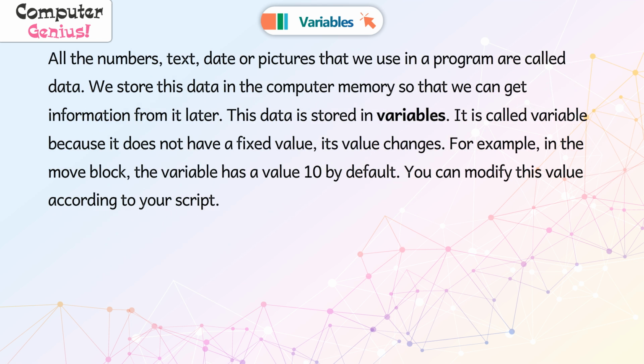All the numbers, text, date, or pictures that we use in a block are called data. We store this data in the computer memory so that we can get information from it later. This data is stored in variables. It is called variable because it does not have a fixed value. Its value changes. For example, in the move block, the variable has a value 10 by default. You can modify this value according to your script.